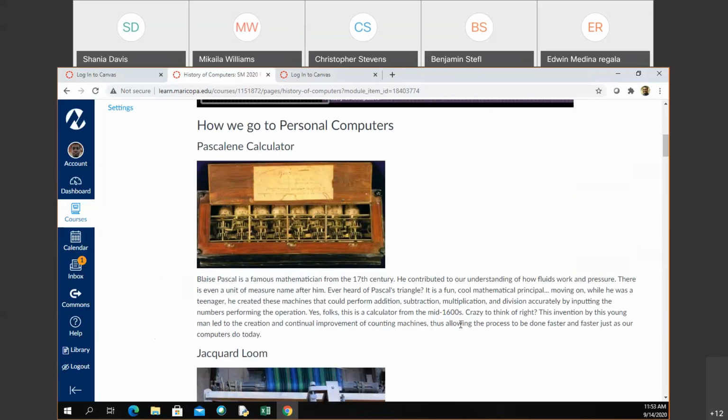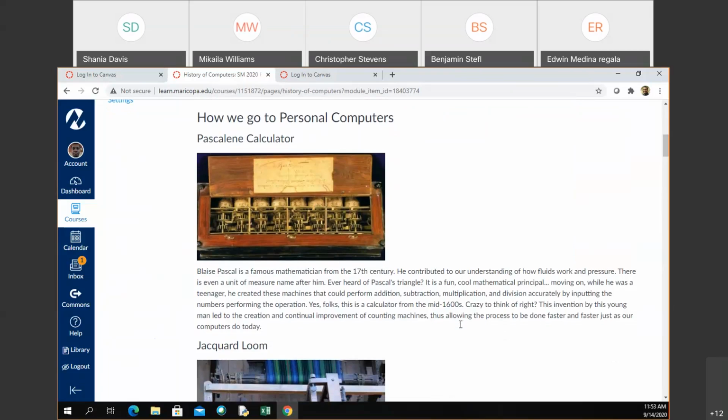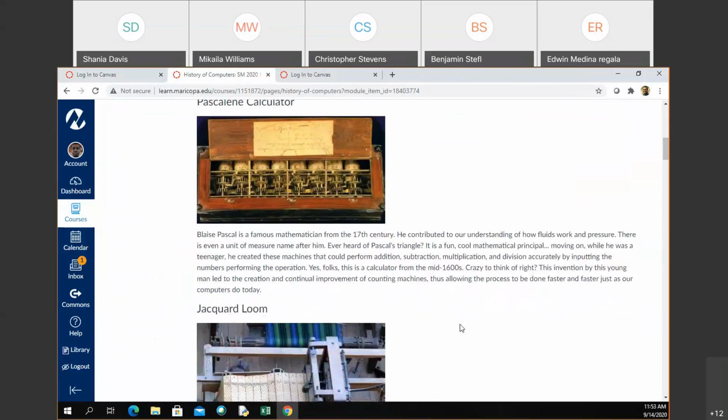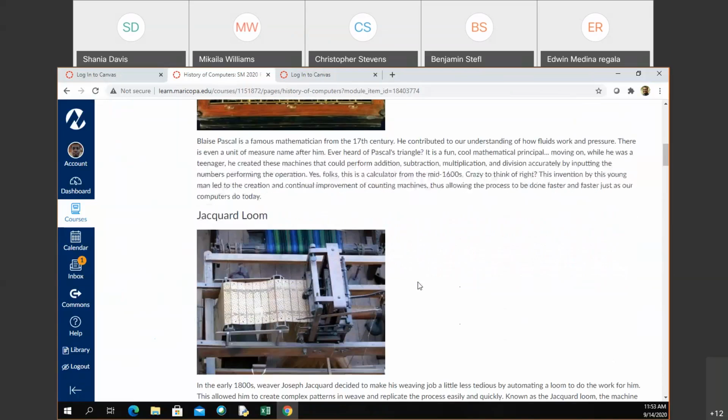And so he did that when he was a teenager. And that idea of having numbers automated based off of this pattern that you see here, when it comes to addition, subtraction, multiplication, division, is one of the things that led to computing today. So let's look at another big involvement here.